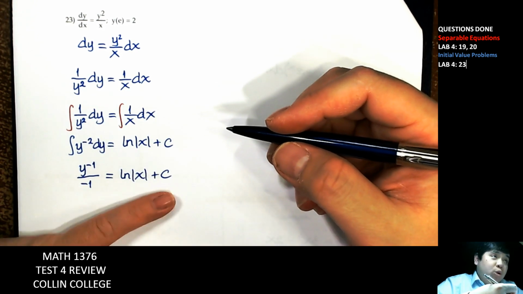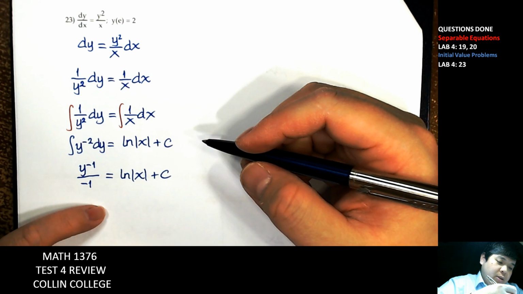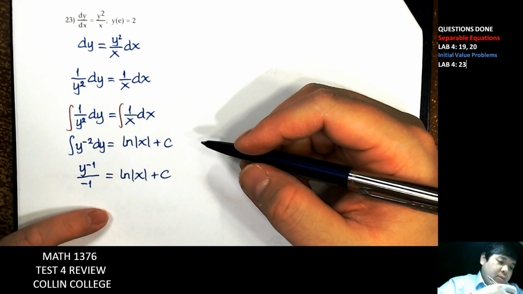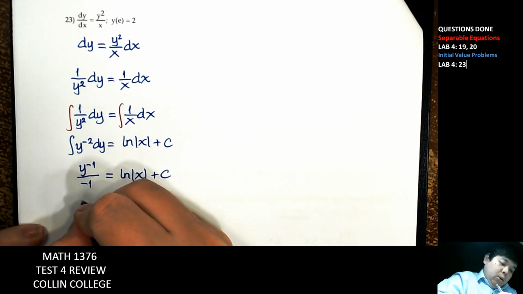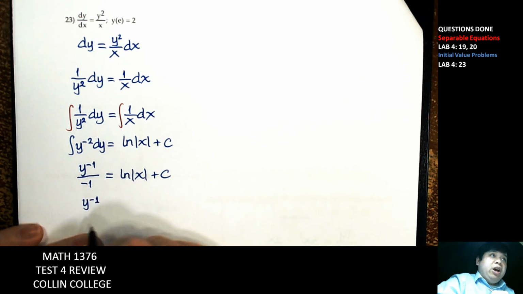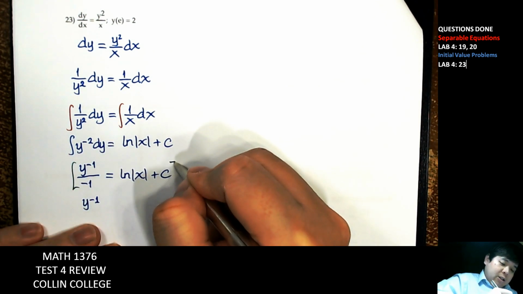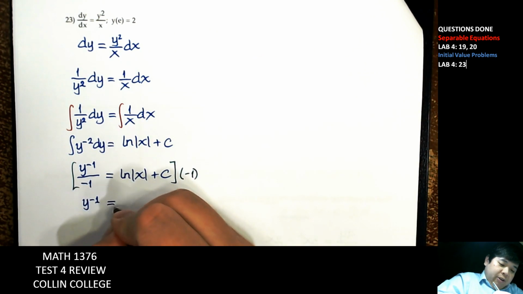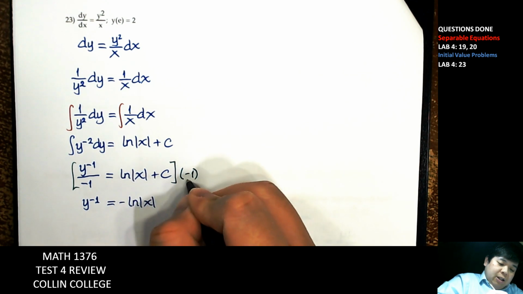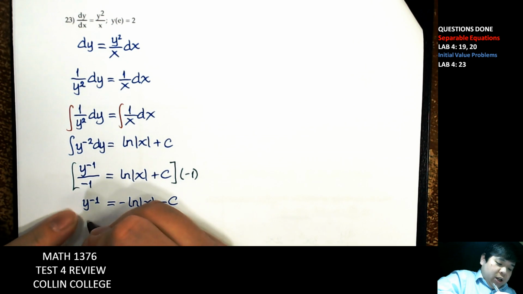Right, now we multiply negative 1 on both sides, and we will have y to the negative 1. If we multiply negative 1 on both sides, that cancels with this. So I better write multiply with negative 1. So I have negative ln of x minus c. Minus c or plus c is still a constant, so it doesn't matter. We just leave it like that. Alright, next, y to the negative 1 is 1 over y.